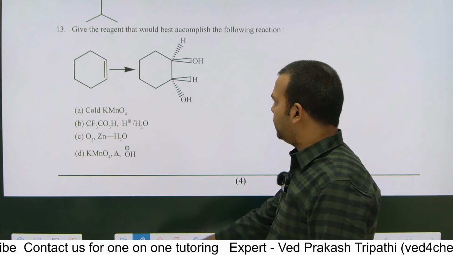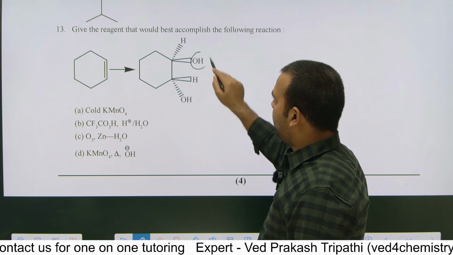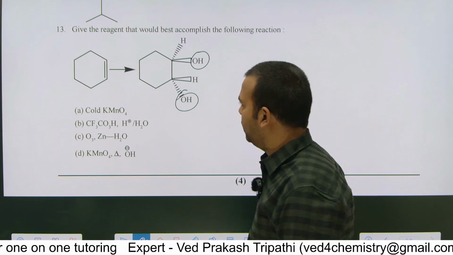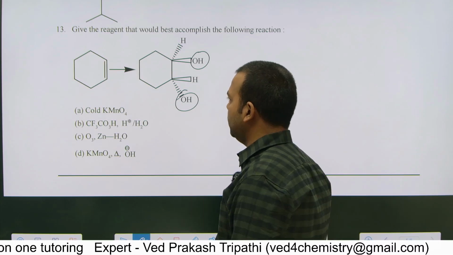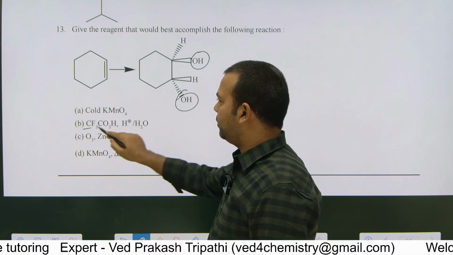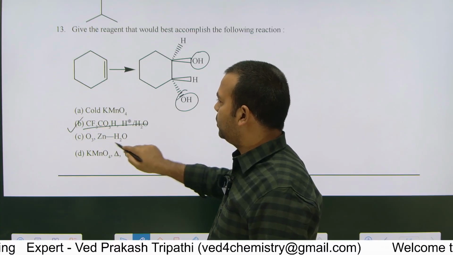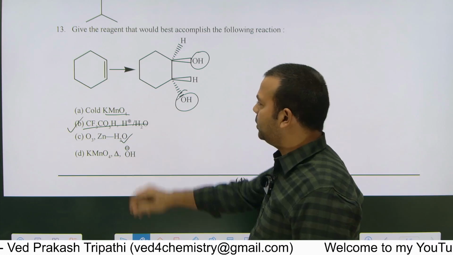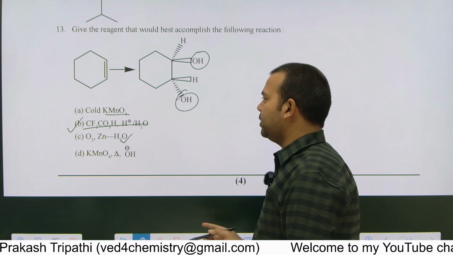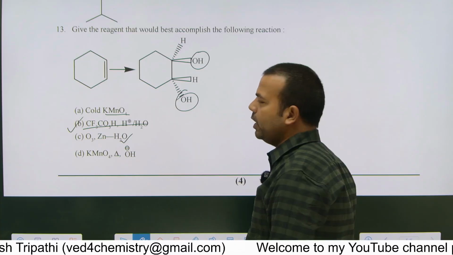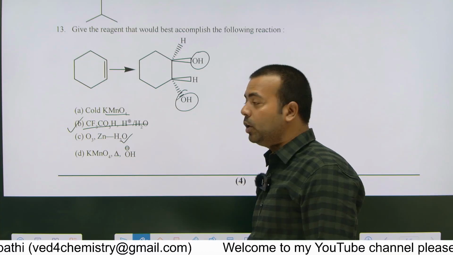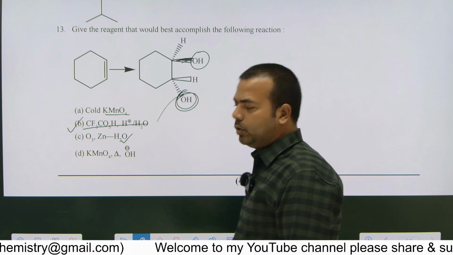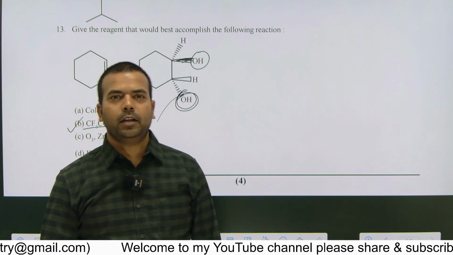So this one is anti-dihydroxylation, and anti-dihydroxylation is carried out by this reagent CF3CO3H. This is ozonolysis, this is syn dihydroxylation, okay? So CF3CO3H with H plus and H2O gives you anti-dihydroxylation, which means one OH on the wedge and one OH on the dash. So this is all about the alkene and alkyne quiz.